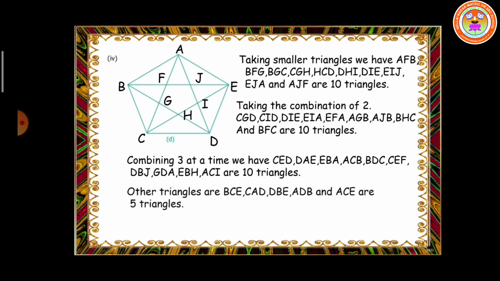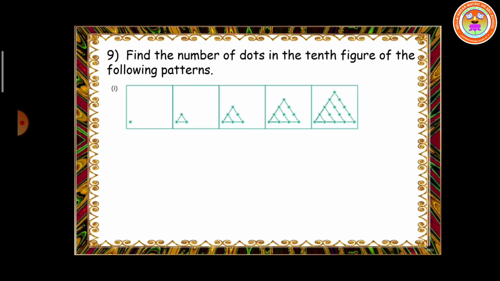Other triangles are BCE, CAD, DBE, ADB and CAE are 5 triangles. Total 10 plus 10 plus 10 plus 5 is equal to 35 triangles.